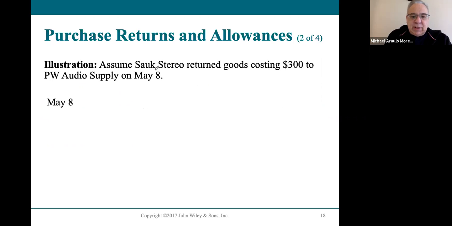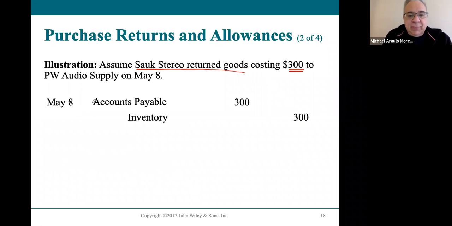So what happens to Sock Stereo, again, they're the buyer, when they return, say, $300 worth of merchandise? Well, simply they're sending $300 of inventory back, so they're going to reverse the entry that they made when they bought it. When they bought it, they debited inventory and credited accounts payable. When they send it back, they're debiting accounts payable to lower how much they owe, and they're crediting inventory to lower the amount of inventory they have. That's basically all for the buyer.